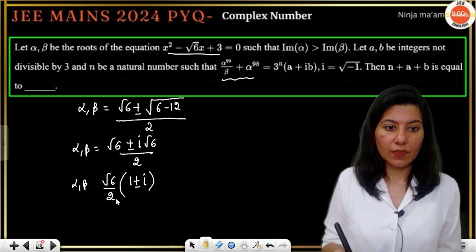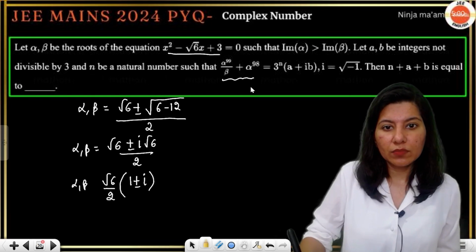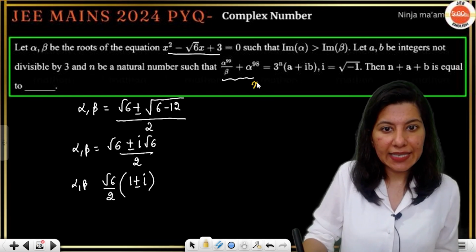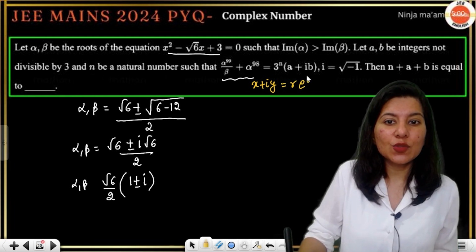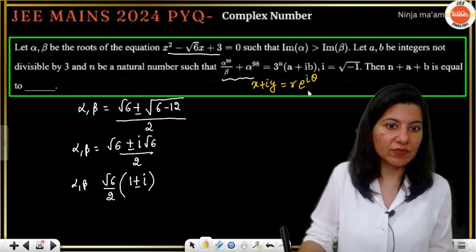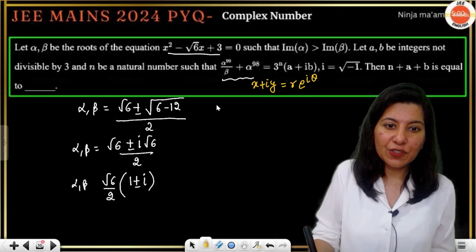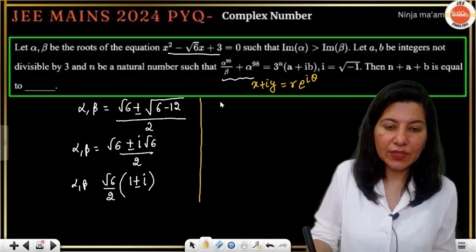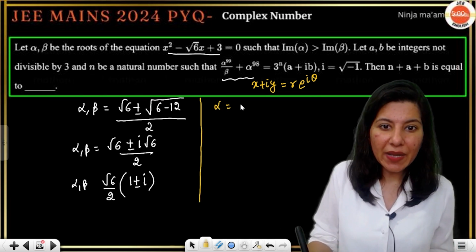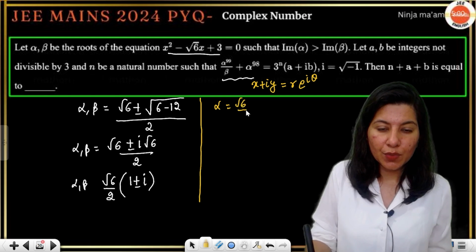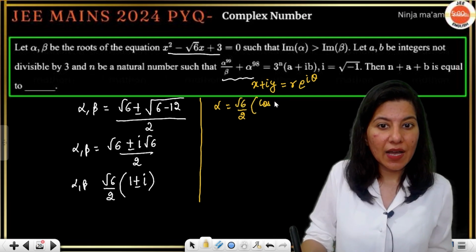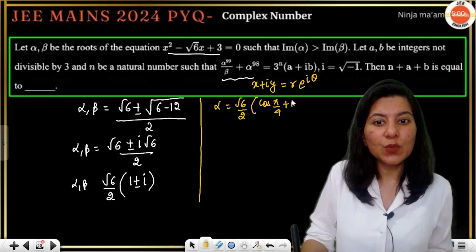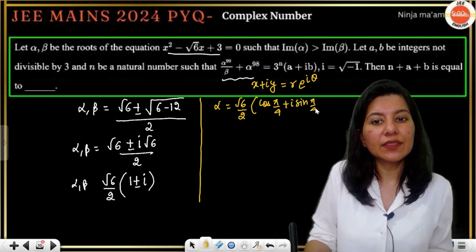Now, any complex number x plus iota y can be written as r e raised to power iota theta, Euler's form. We are trying to do that. So first of all, alpha. Let us write down the alpha. Root 6 by 2, 1 plus iota can be written down as cos pi by 4 plus iota sin pi by 4. Can I do that? Right?